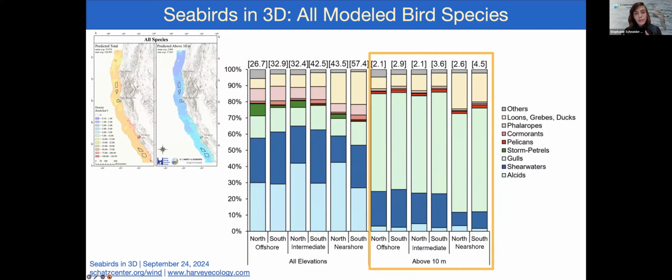And then this next area is above 10 meters, and you can see the community shifts a bit. Instead of being kind of equally gulls, alcids, and shearwaters, now it's a lot more gulls and a lot of shearwaters and not a lot of alcids. And these things are changing because of how these different types of birds fly. Next slide, please.